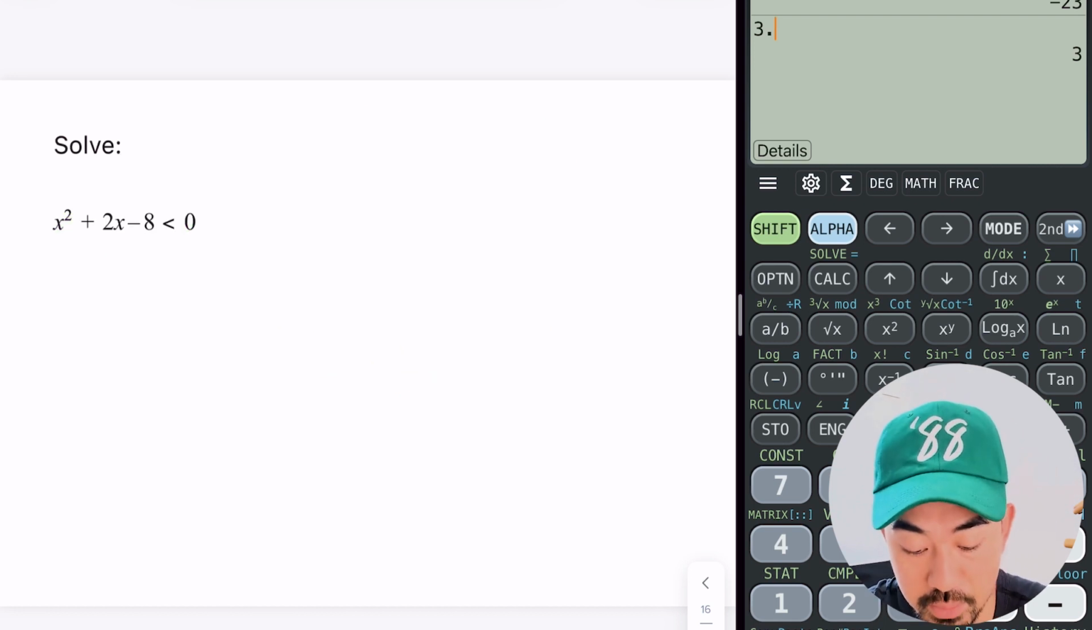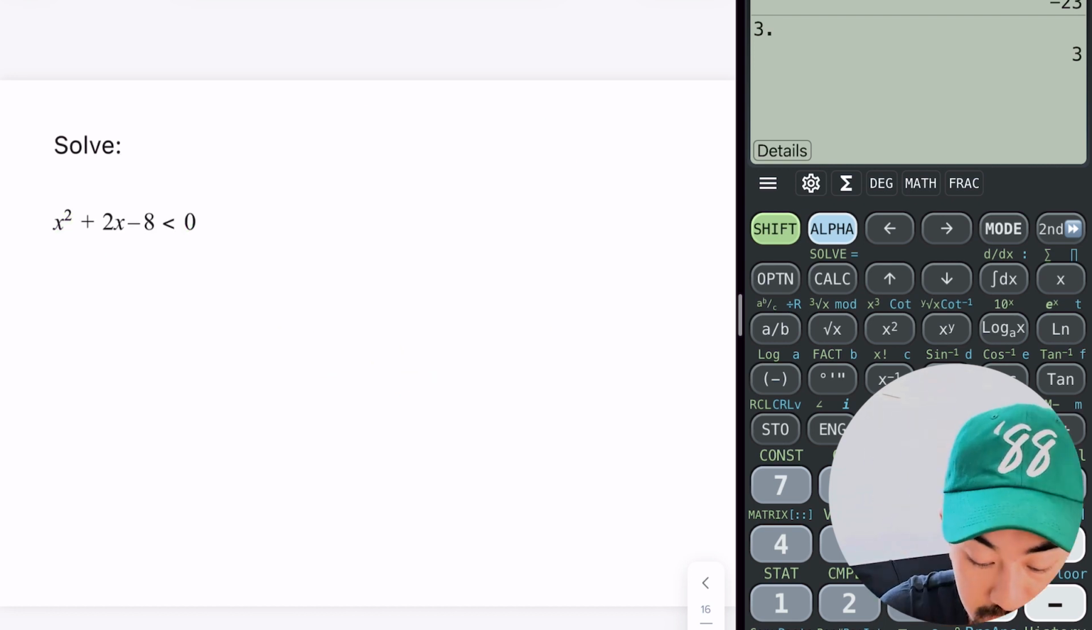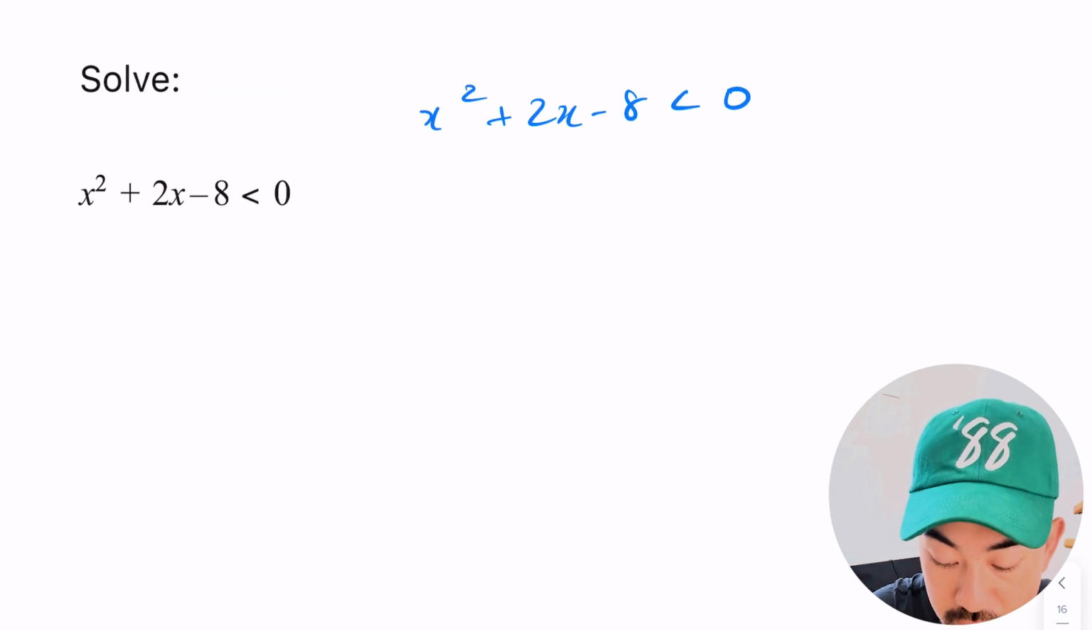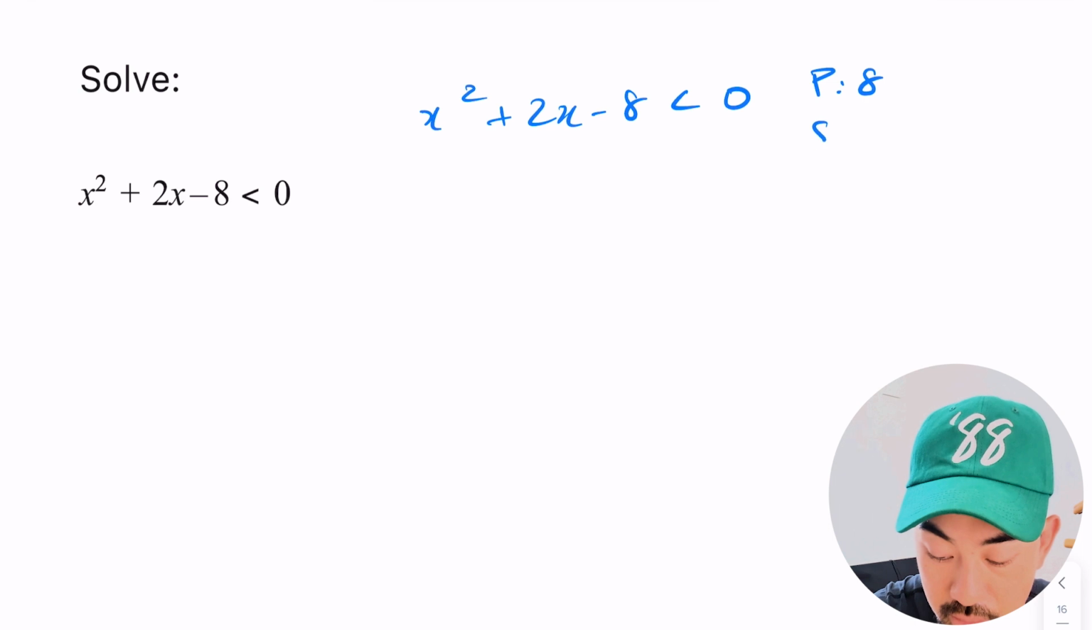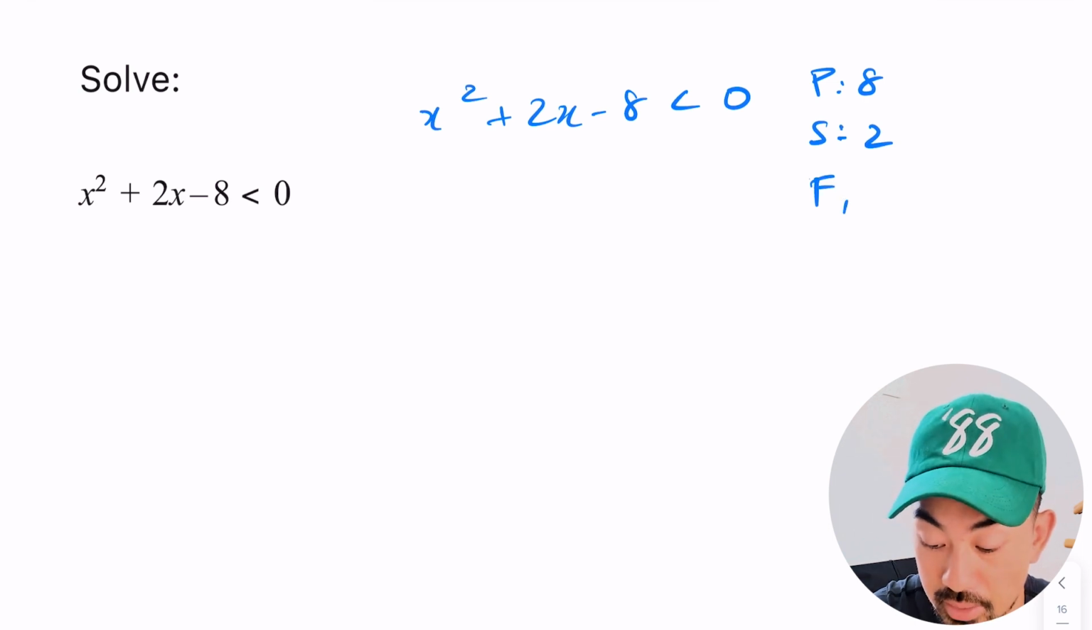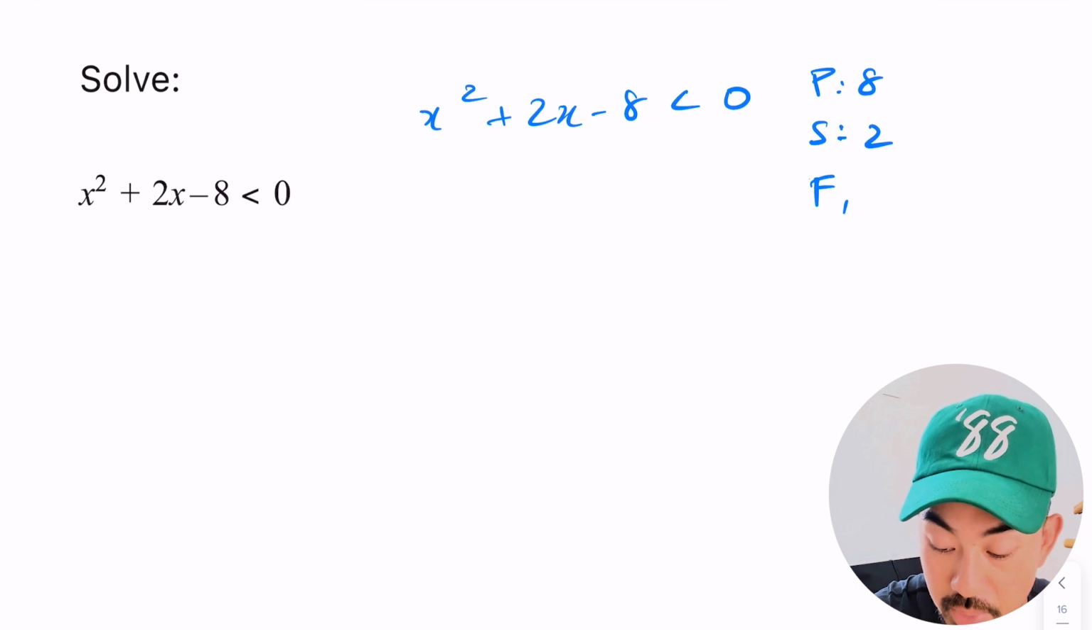Okay, so here's the next one. So x squared plus 2x minus 8 is less than 0. So once again, you want to factorize this x squared plus 2x minus 8 that was less than 0. All right, so factorizing this, we want two numbers that multiply to give 8. So the product, that's sum to 2. So my factors are going to be, oh, sorry, that's minus 8, isn't it?